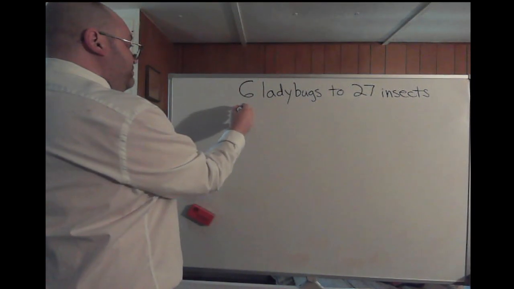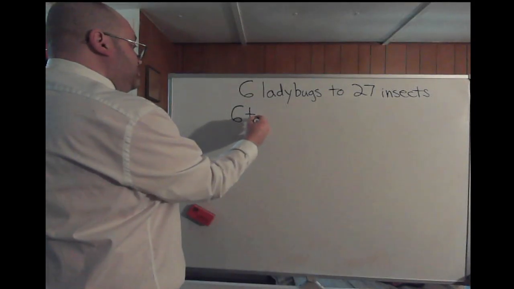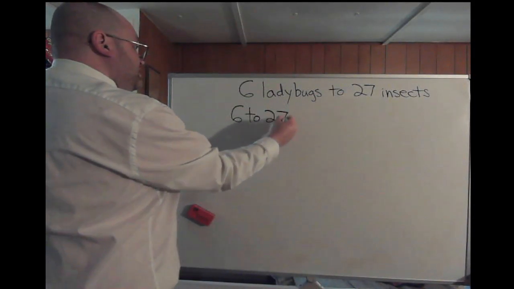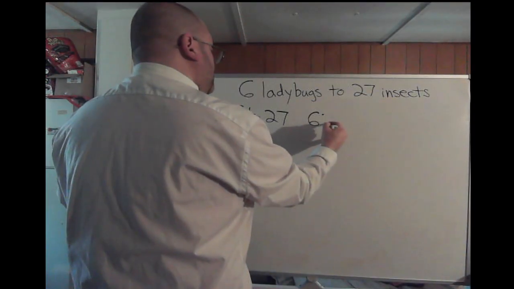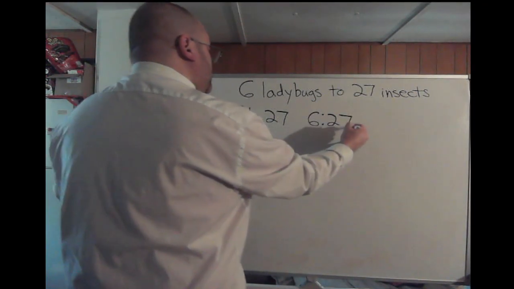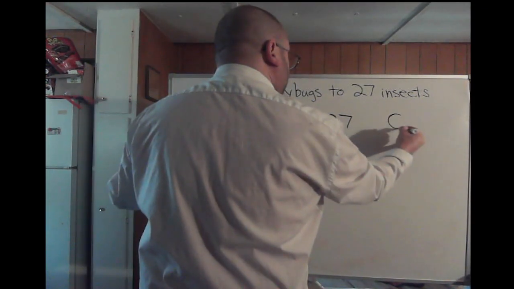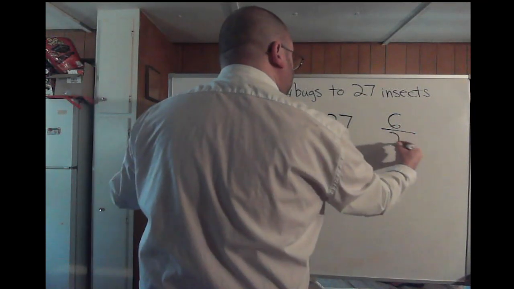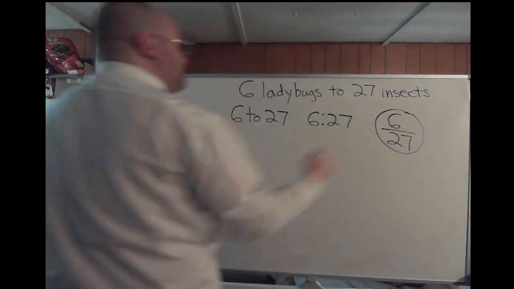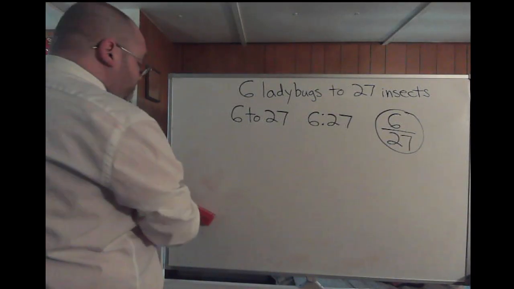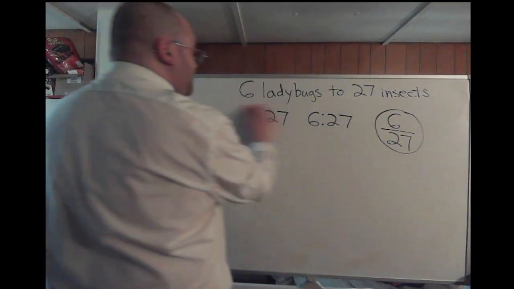Well, you may see it written as 6 to 27. You may see it written as 6 colon 27. Or most commonly, you'll see it written as 6 over 27. This is the format we're largely going to use, our fractional. We're largely going to dive into the fractional side of that.